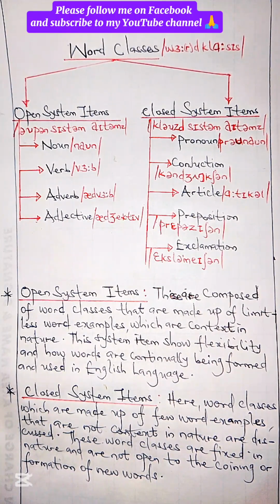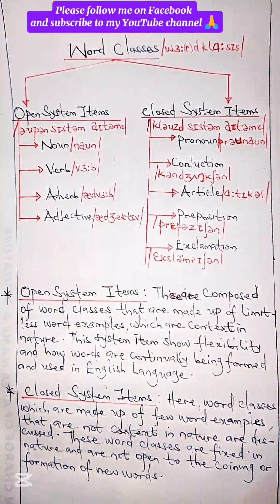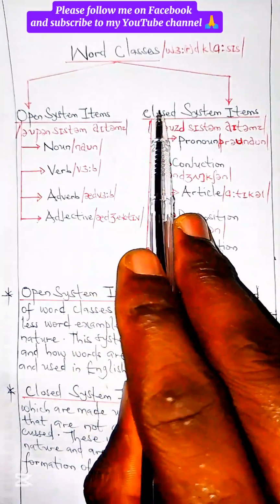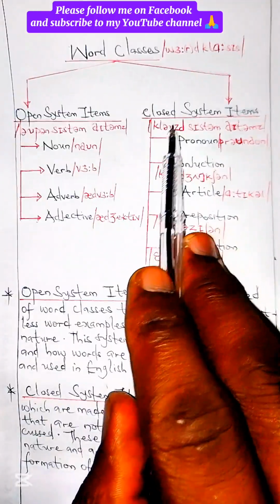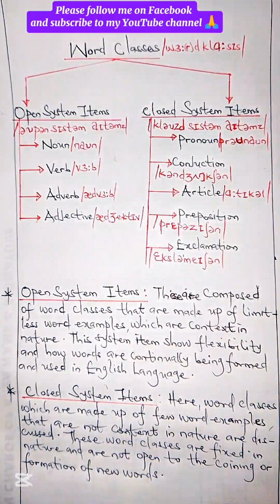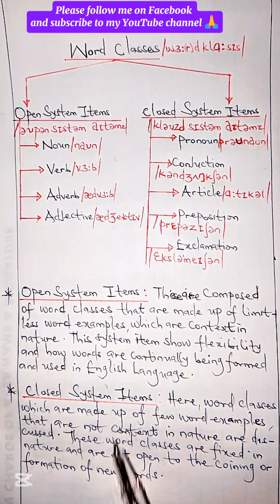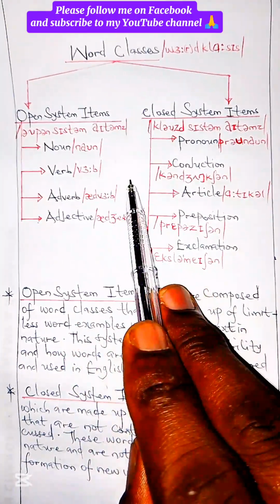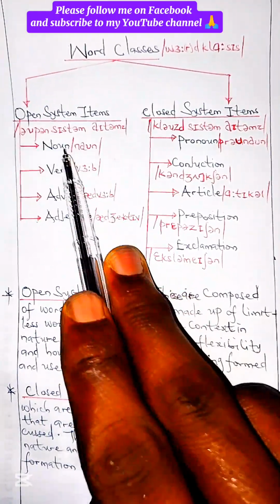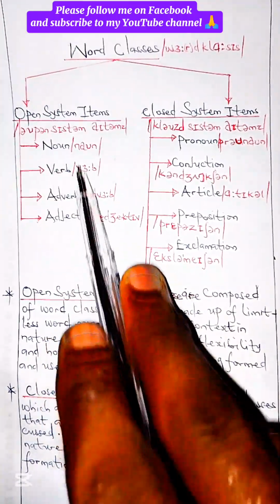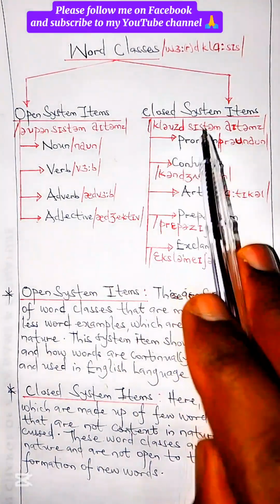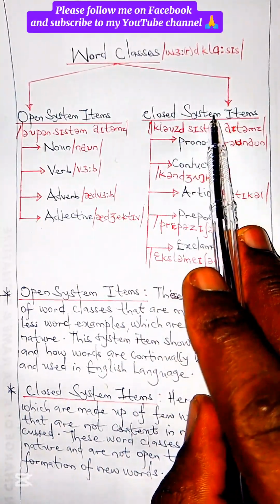Now all the words we use in our daily conversation are divided into two categories, which are what we call the open system items and the closed system items. Now all the words we use in our day-to-day conversation are divided into either of these parts of speech that we have right here. Now this set of parts of speech are classified under what we call the open system items, and this part of speech are classified under what we call the closed system items.